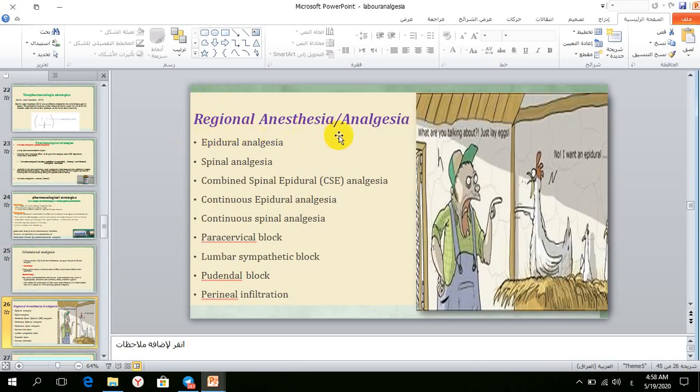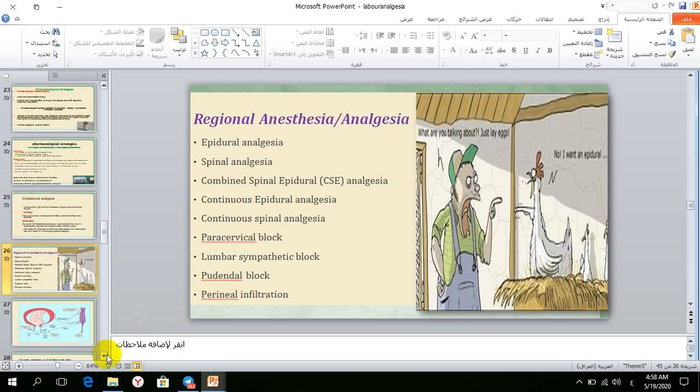Regional analgesia: epidural analgesia, spinal analgesia, combined spinal epidural analgesia, continuous epidural analgesia, continuous spinal analgesia, paracervical block, lumbar sympathetic block, pudendal nerve block, and perineal infiltration. هذول شنو كلهم regional anesthesia يعتبرون.